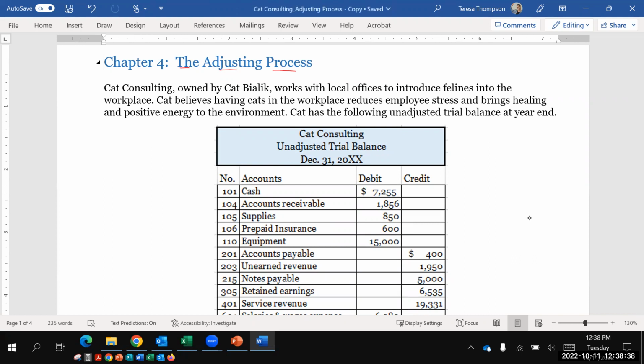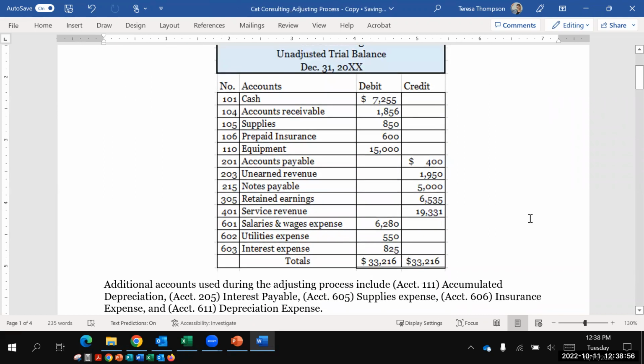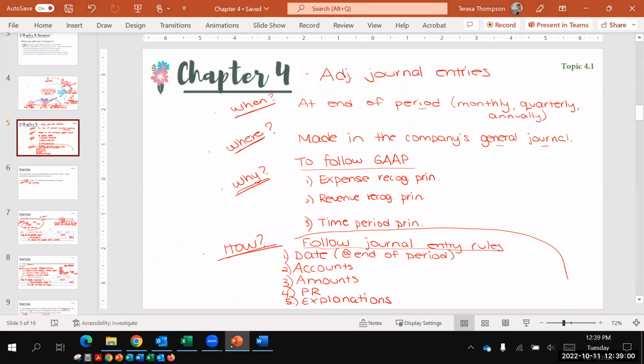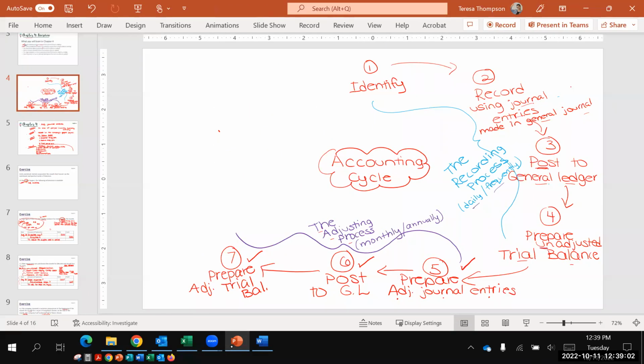Ch4 Consulting, which is owned by Cat Bialik, works with local offices to introduce felines into the workplace. Cat believes having cats in the workplace reduces employee stress and brings healing and positive energy to the environment. Cat has the following unadjusted trial balance at year end. Okay, so that's provided for us. So we're at this step here. We're provided with the unadjusted trial balance, and we're now going to be asked to work through those steps in the adjusting process.